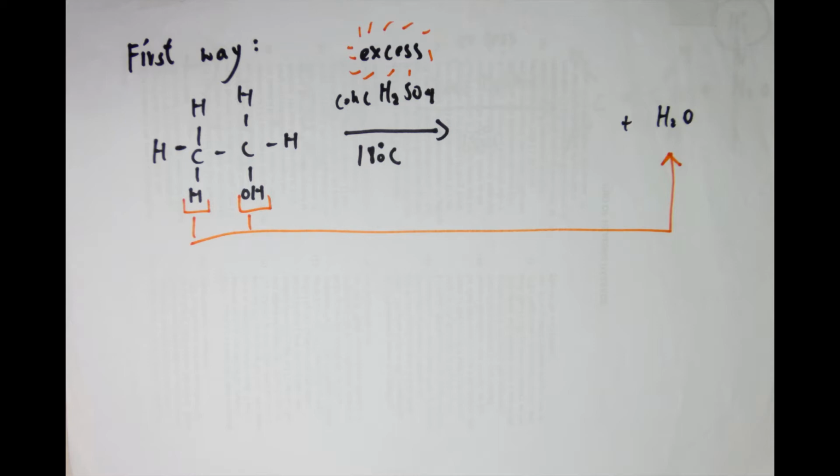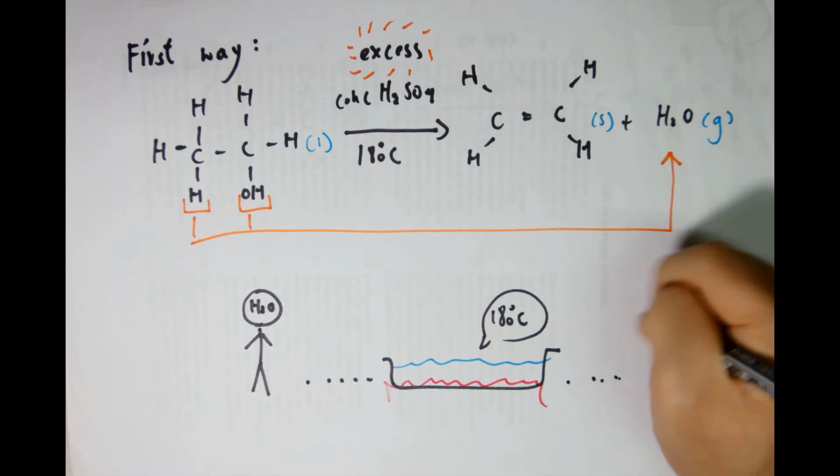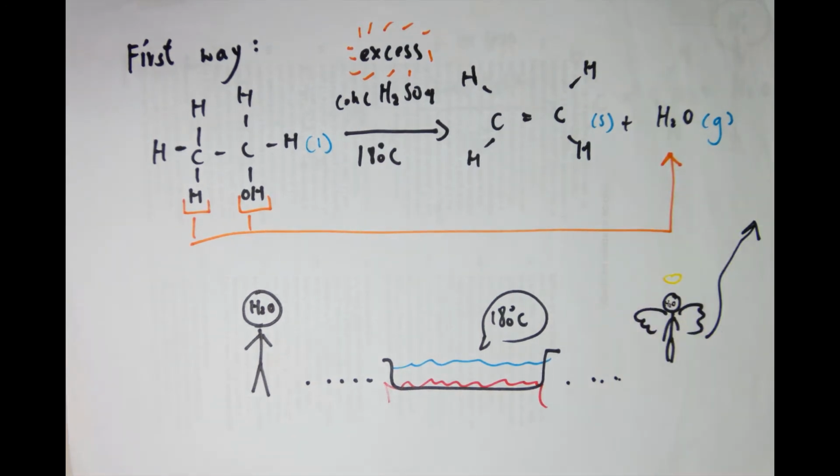The bond electrons they left will form a bond with each other. Thus, the other product of this reaction is an alkene. Since the temperature is at 180 degrees, water will vaporize and leave the alkene alone.